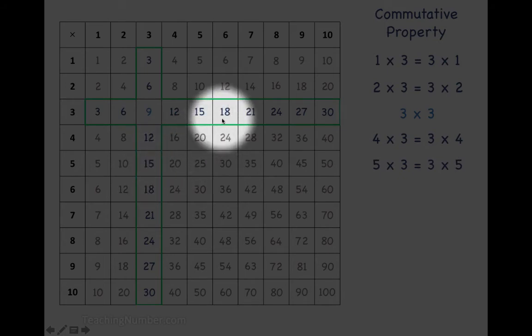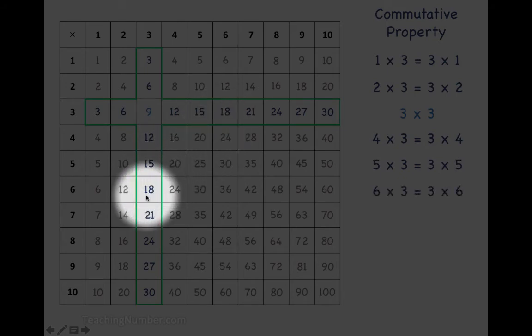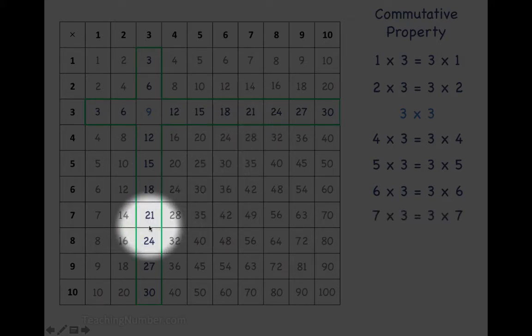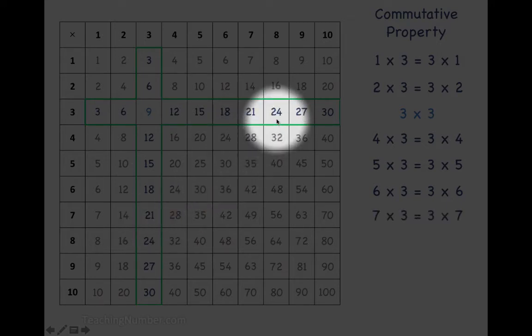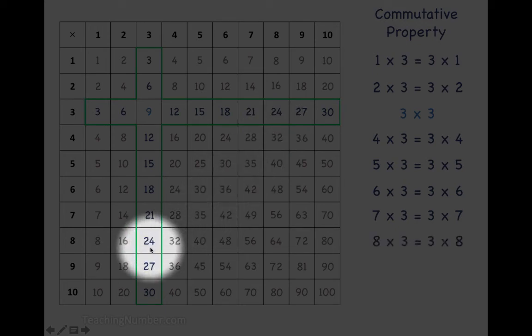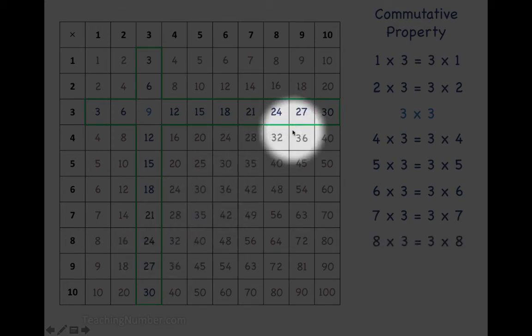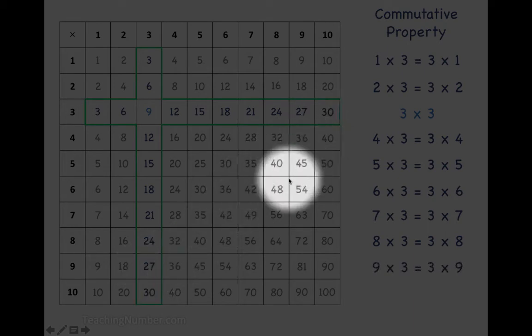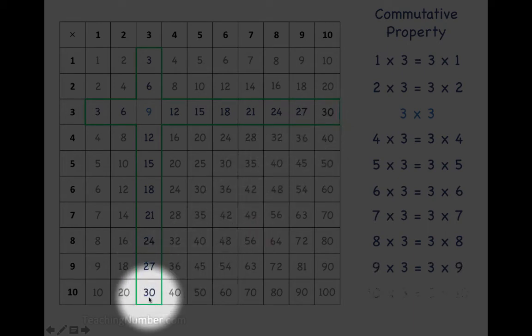3 6s make 18, and so does 6 3s. 3 7s make 21, and so does 7 3s. 3 8s make 24, and so does 8 3s. 3 9s make 27, and so does 9 3s. 3 10s make 30, and so does 10 3s.